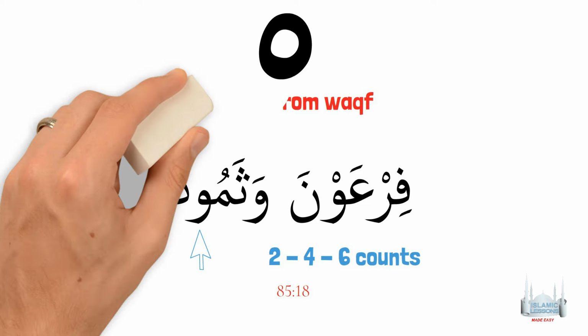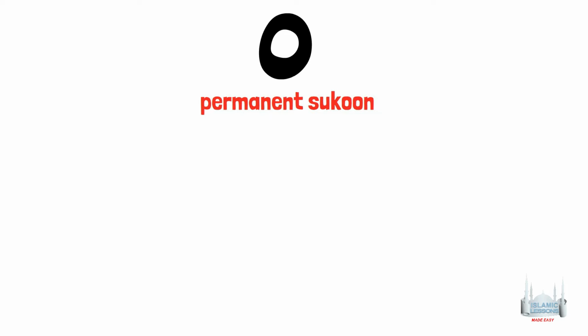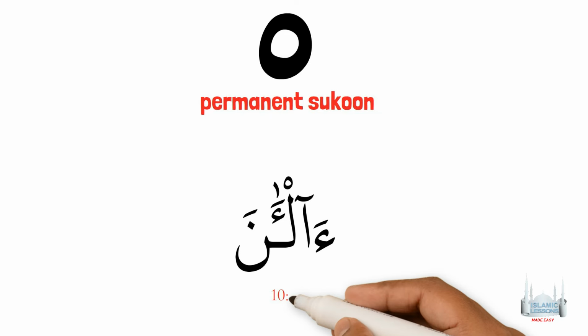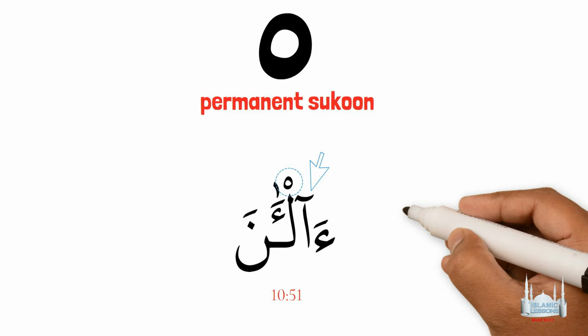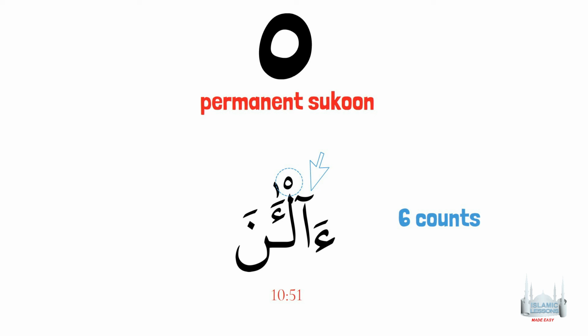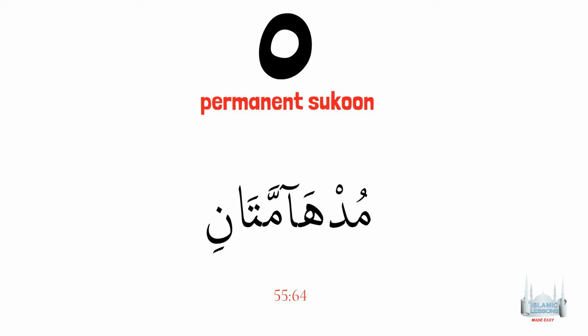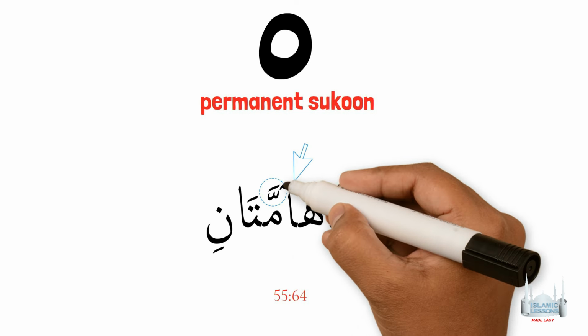The second scenario is when you see a long vowel followed by a permanent Sukoon. Then we must lengthen it for 6 counts. For example, we see a long vowel followed by a permanent sukoon. We lengthen it for 6 counts. It reads al-an. Another example. We see a long vowel followed by a sukoon.